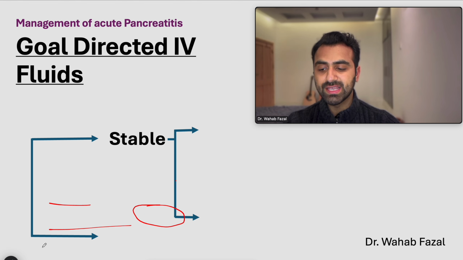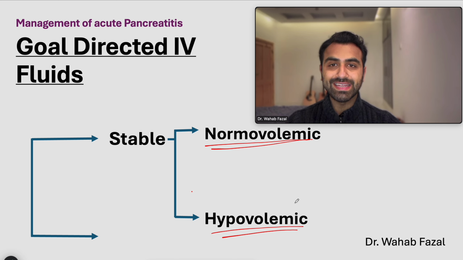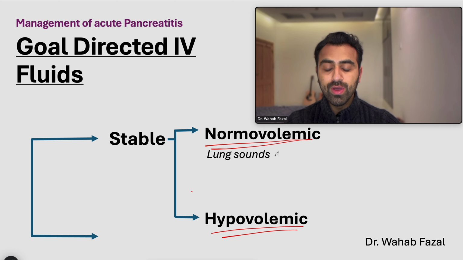Then if the patient is hemodynamically stable, you want to see if they're normovolemic or not, if the volume of blood in their body is enough or not. Are they normovolemic or hypovolemic? Remember, volume status is checked on the basis of clinical exam. So what do you do? You listen to their lung sounds and see if there are any crackles or not. If there is excess fluid, then you'll hear crackles. If there are no crackles, they're normovolemic.